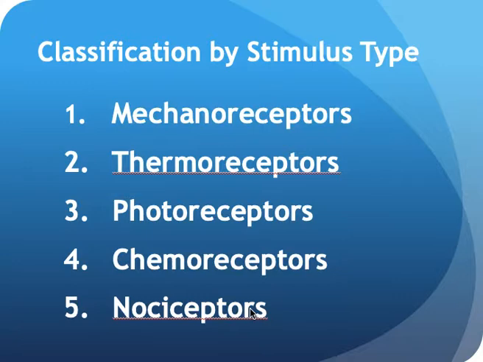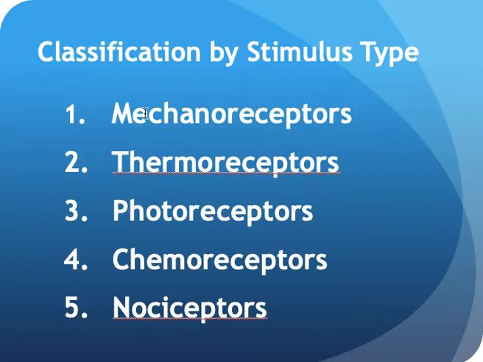Okay, but I get all these different types of classifications based on their stimulus type. And you want to make sure that you know that these are the five. So I have mechanoreceptors, thermoreceptors, photoreceptors, chemoreceptors, and then nociceptors. And some of these we can already know what they're going to be stimulated by, right? So thermo is going to be temperature, photo is going to be some sort of light, chemoreceptors are going to be some sort of chemical.